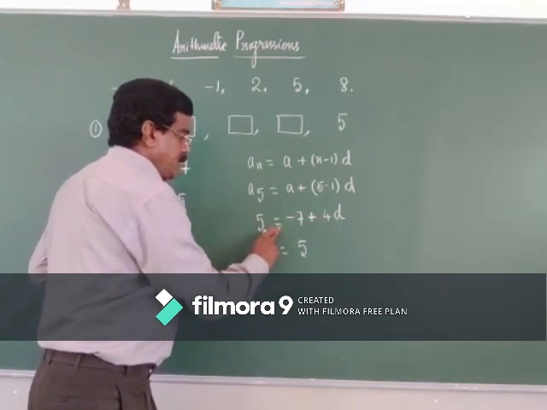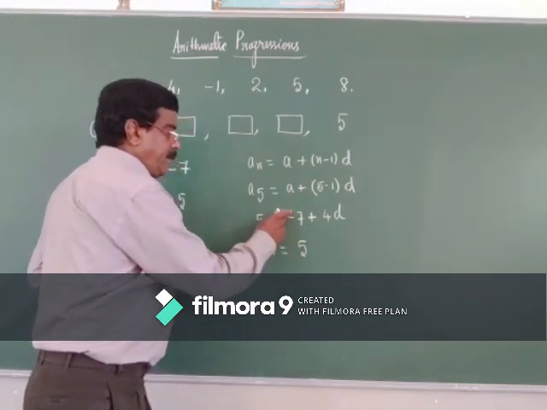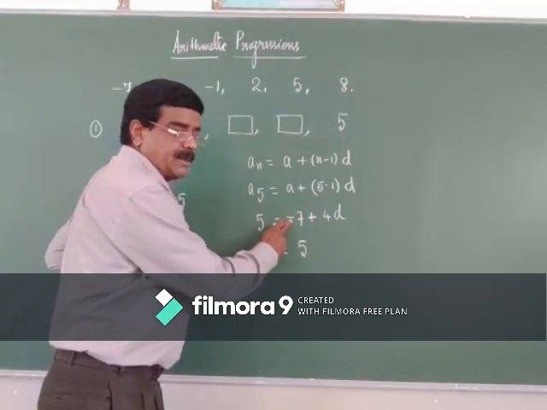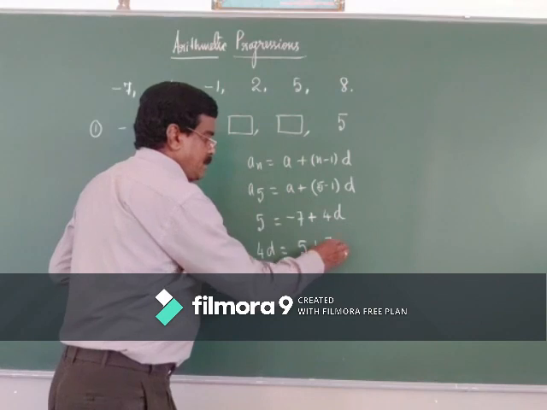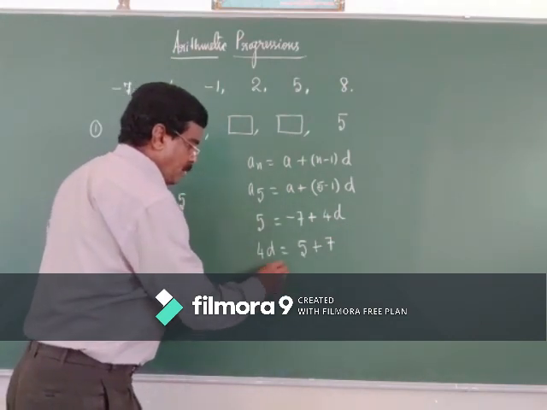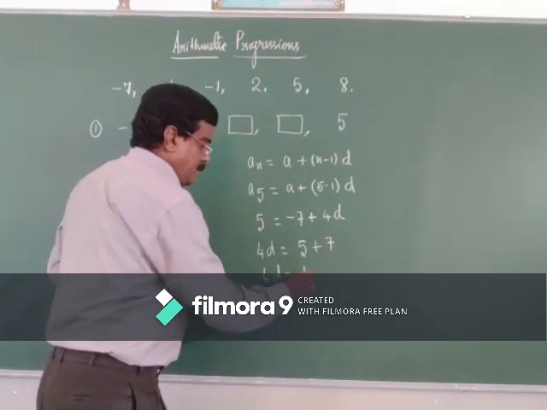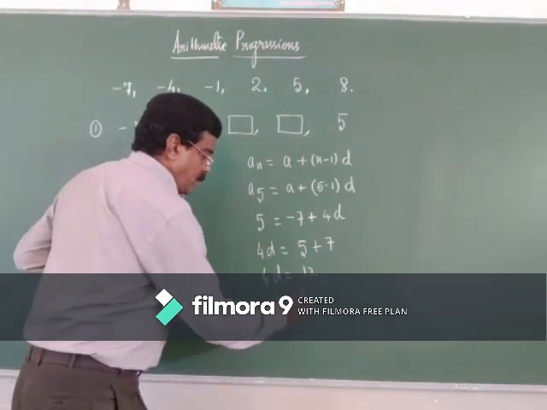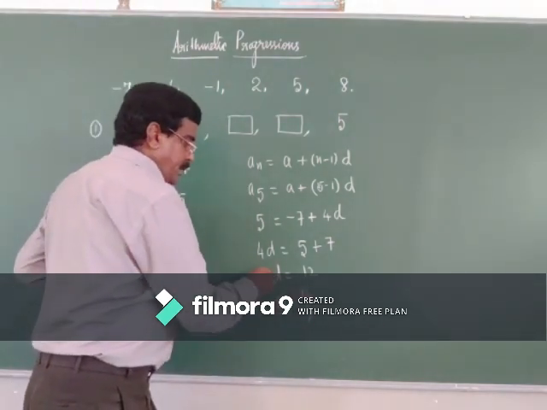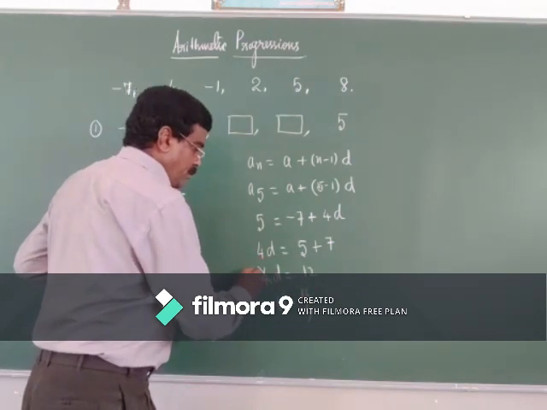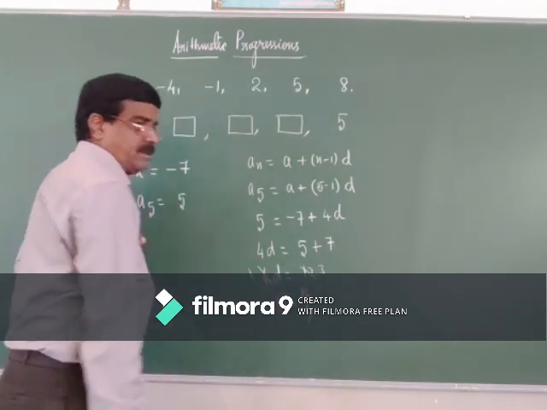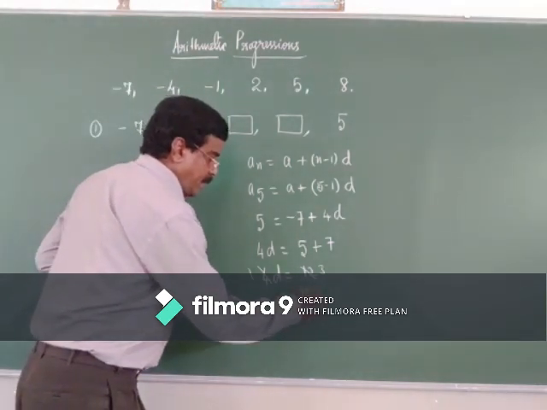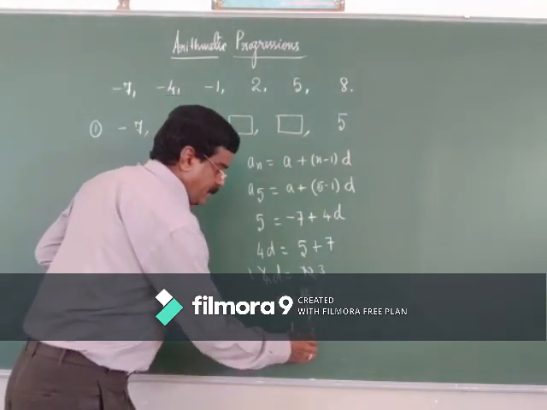4 times the difference minus 7 is equal to 5, and minus 7 we are shifting towards 5. The sign will get changed, you must be knowing. Minus 7 becomes plus 7. So 4d is equal to 5 plus 7, which is 12. So d is equal to 12 by 4. As I told you yesterday, you can cancel here only. 4 ones are 4, 4 threes are 12. So the value of d is 3.